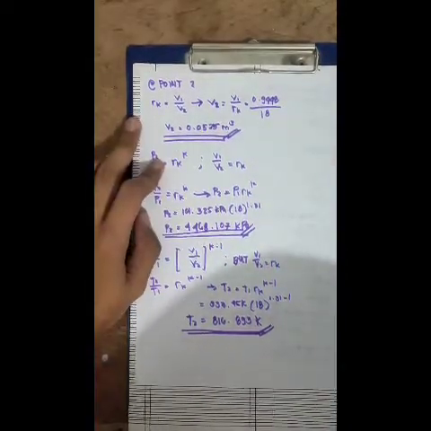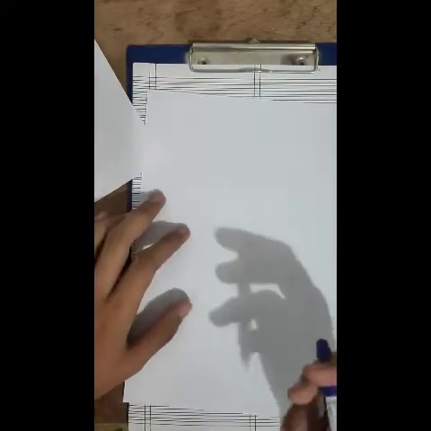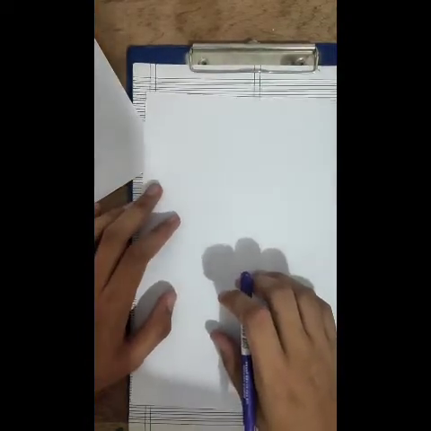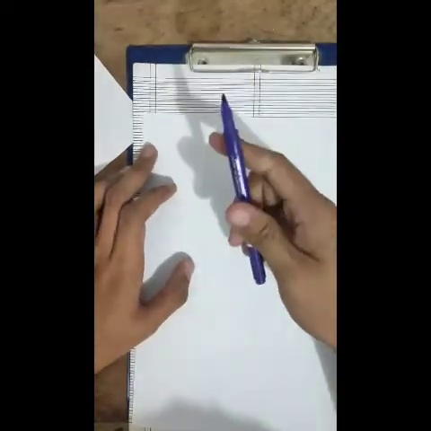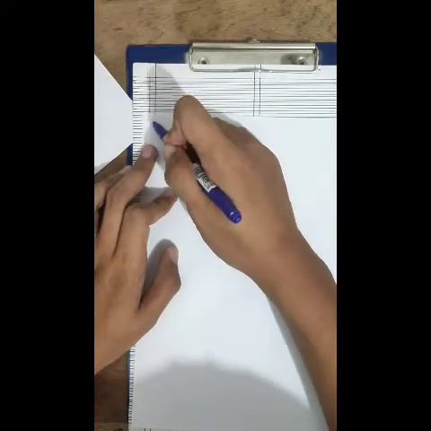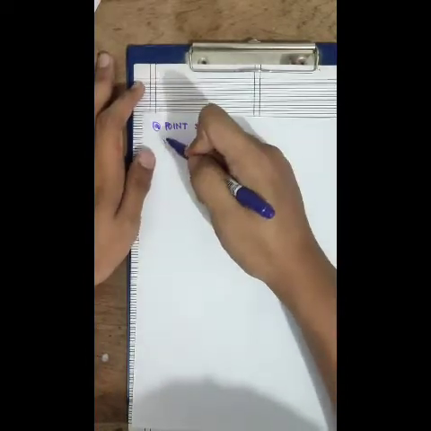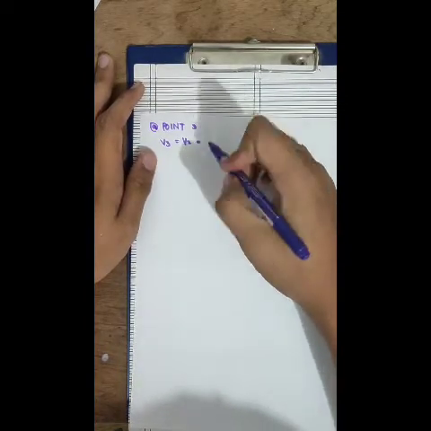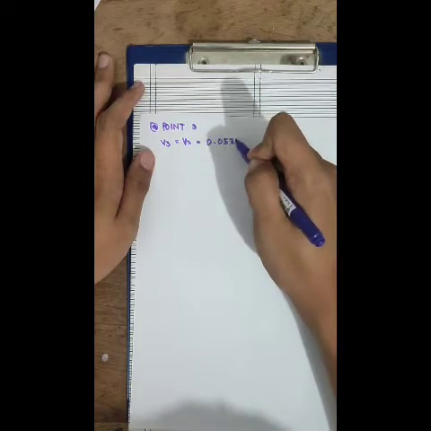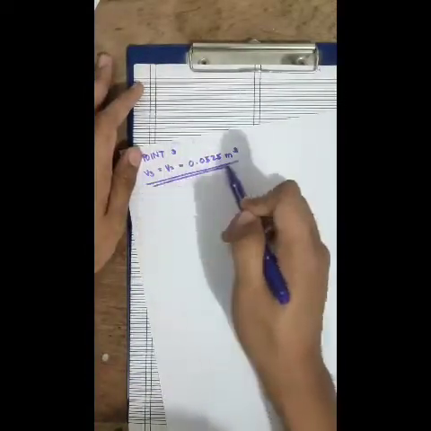So the next one is finding the volume 3 and the temperature 3. At point 3, since V3 is equal to V2, it is the same as the volume 2, which is equal to 0.0525 cubic meter. So that is V3.